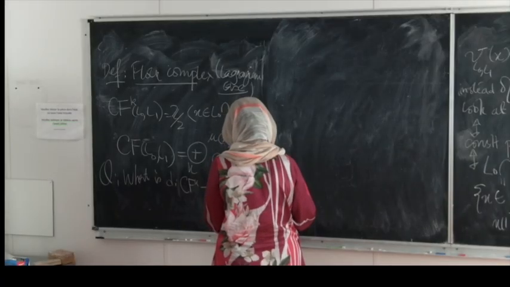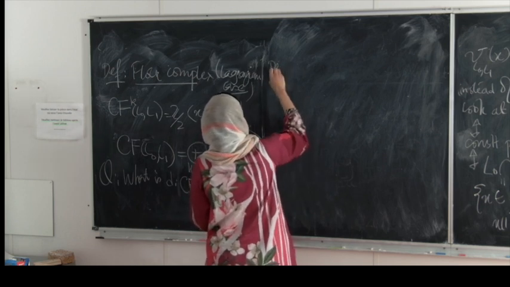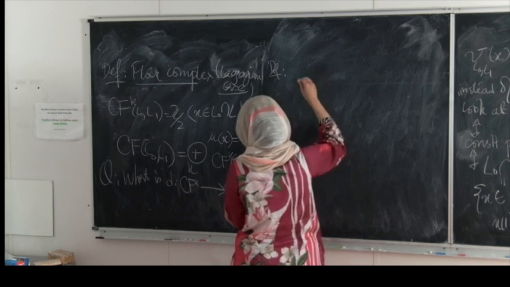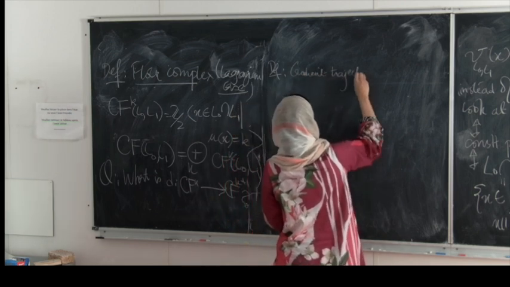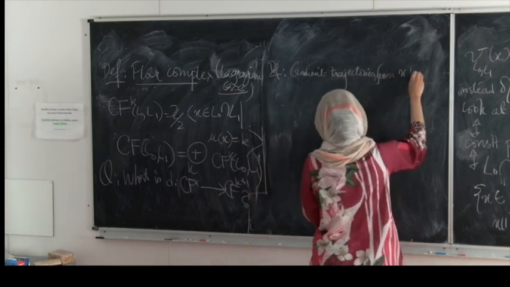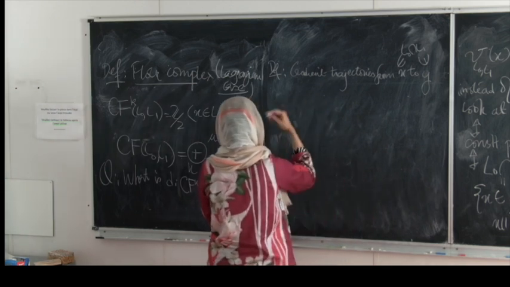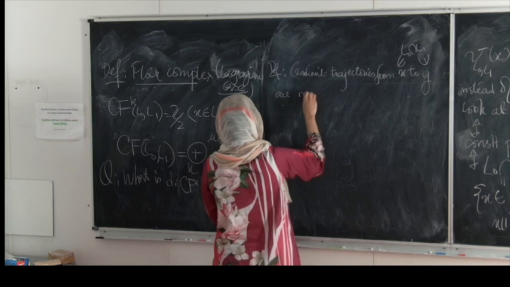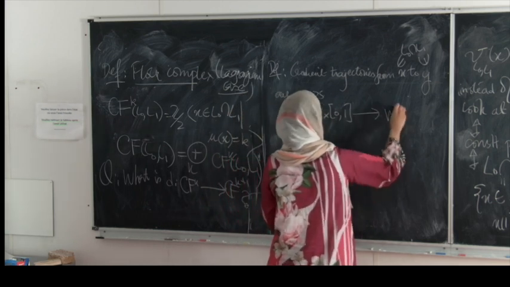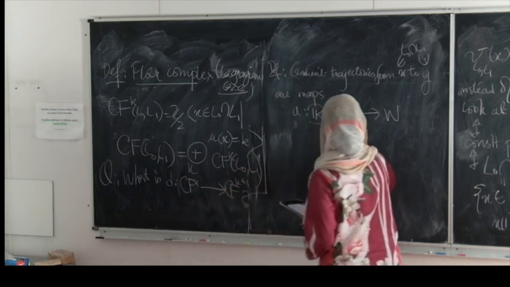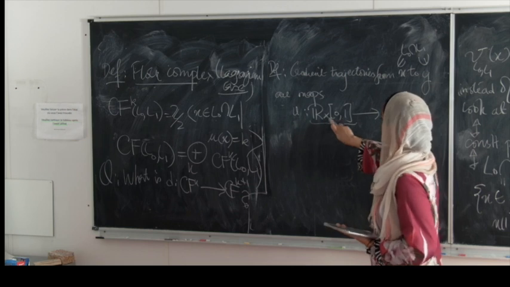So let me give you a definition. Gradient trajectories from x to y, so these are intersection points of L0 and L1, are maps u from R × [0,1] into W that satisfy... So you see what you have here is the surface, an infinite strip, a map from a surface to W. Does that ring a bell?